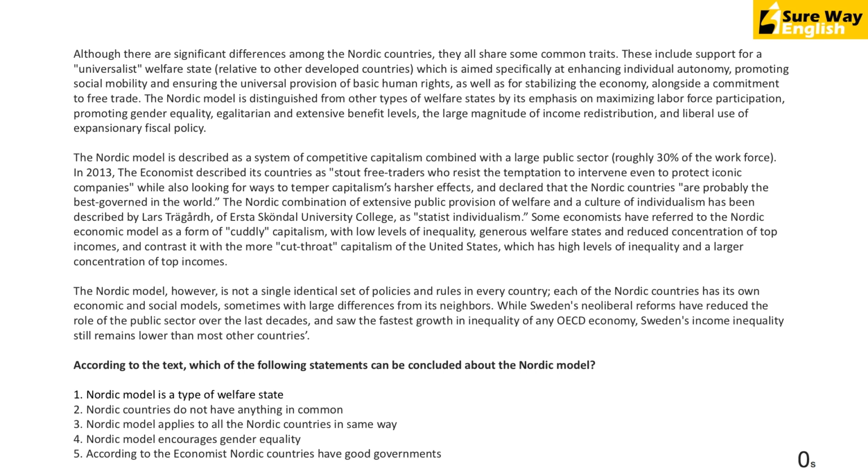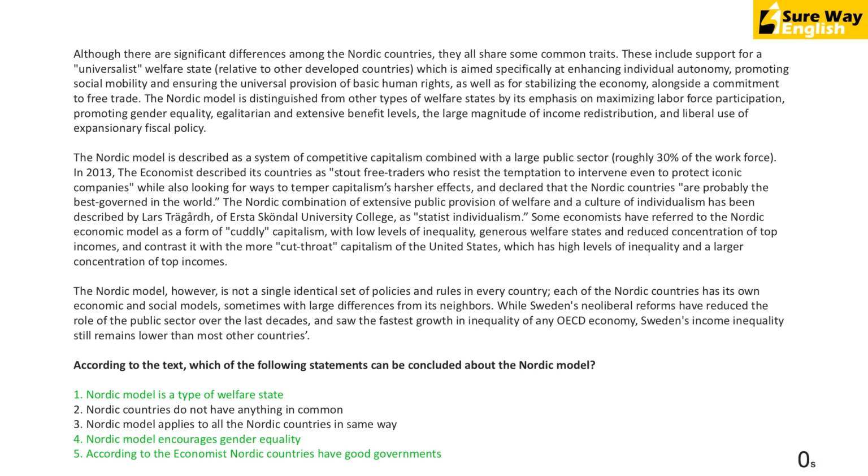All right. So for this question, what they asked us was, according to the text, which of the following statements can be concluded about the Nordic model? We read that, and the correct answers were first, fourth, and fifth. The first: Nordic model is a type of welfare state. The fourth: Nordic model encourages gender equality. And fifth: according to the Economist, Nordic countries have good governments.